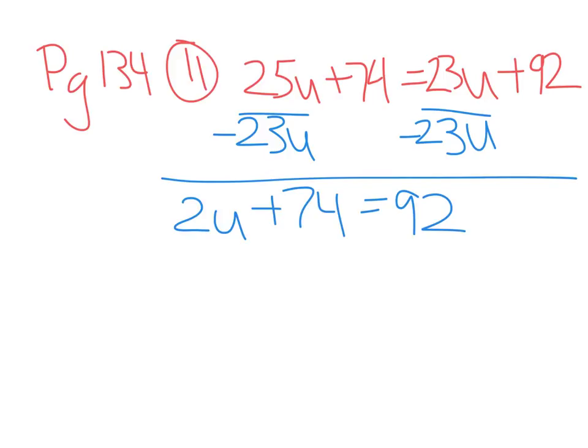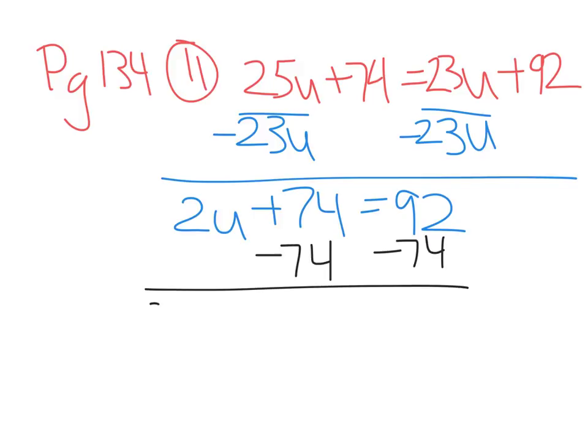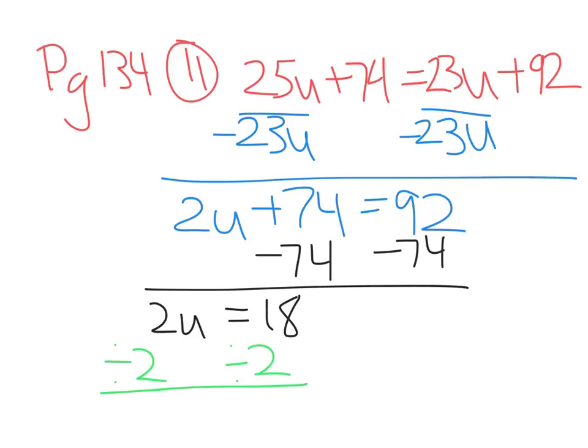Now it's just a two-step equation. So here, subtract 74 from both sides. I'm left with 2u is equal to 18. And then I have to divide both sides by 2. I'm left with u is equal to 9.